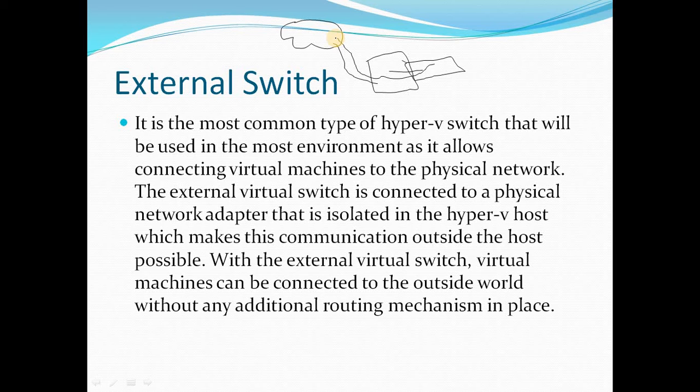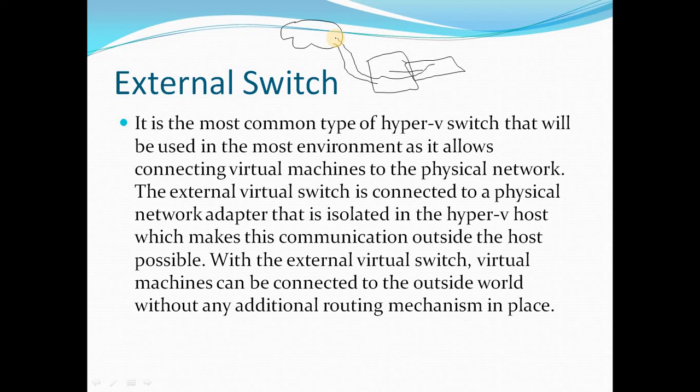So it is the most common type of Hyper-V switch that will be used in most environments as it allows connecting virtual machines to the physical network. Physical network means you will easily be able to go to the outside world also. With the external virtual switch, a virtual machine can be connected to the outside world without any additional routing mechanism in place. You don't need a routing mechanism if you'd like to use the internet with the help of this host operating system, if you have created the external switch. Okay, so I believe I have made it clear over here.